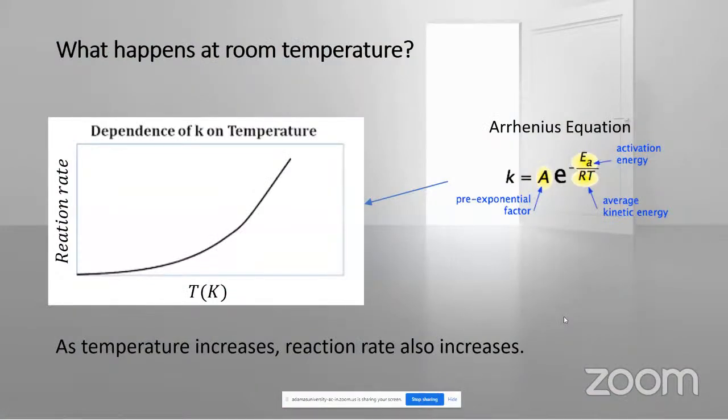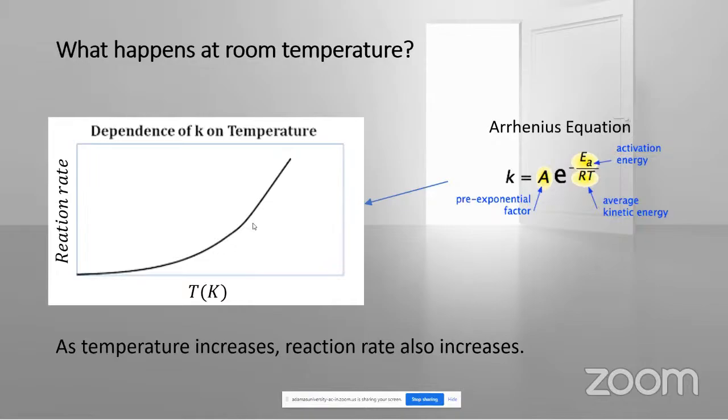But before that, let us first think about what happens at room temperature. We all know that molecules collide. Classically, we will say that the Arrhenius equation is followed: k, your rate constant, is given as A times e to the power minus Ea by RT. If you plot the reaction rate constant as a function of temperature, we will see that it increases with temperature. That means as you heat up the sample, the reaction rate will increase.